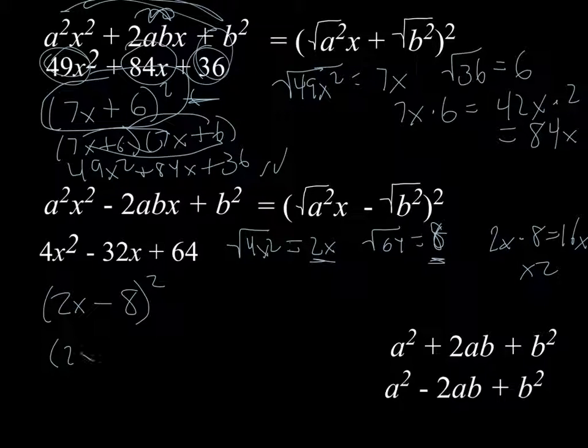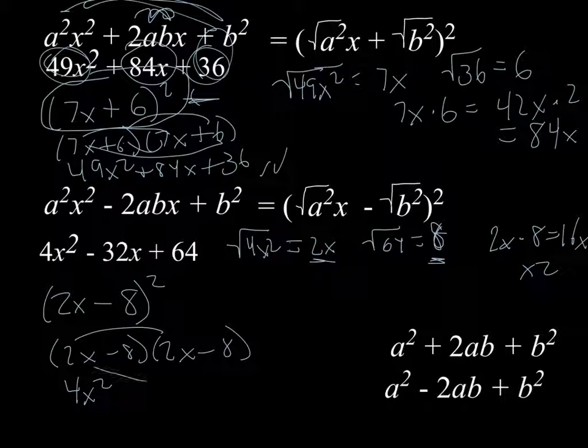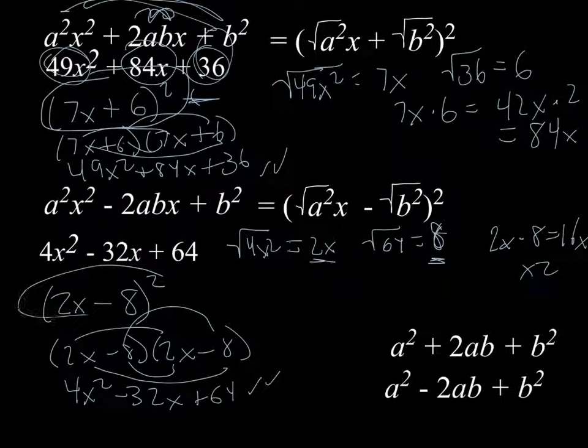Double check it. 2x minus 8 times 2x minus 8. 2x times 2x is 4x squared. Outer, 2x times negative 8 is negative 16x. Another negative 16x gives me a negative 32x. And negative 8 times negative 8 does give me a positive 64. So that does double check. That means that this is my factored polynomial.